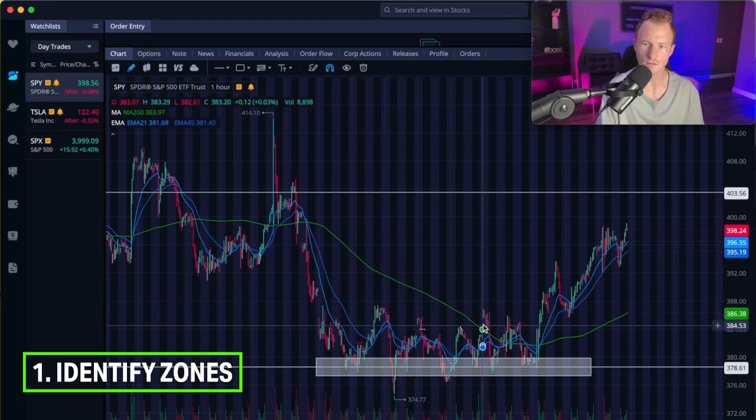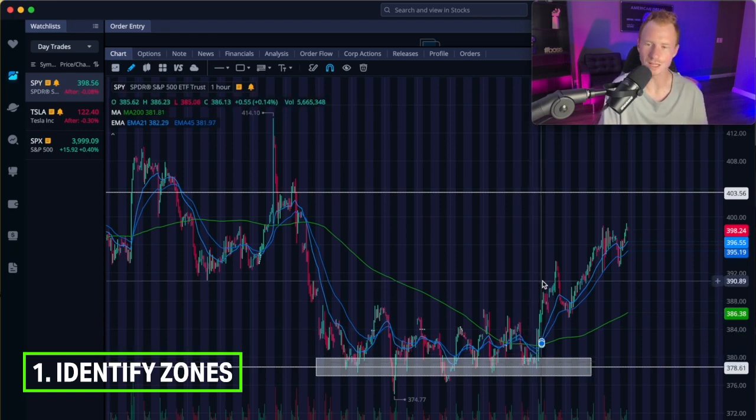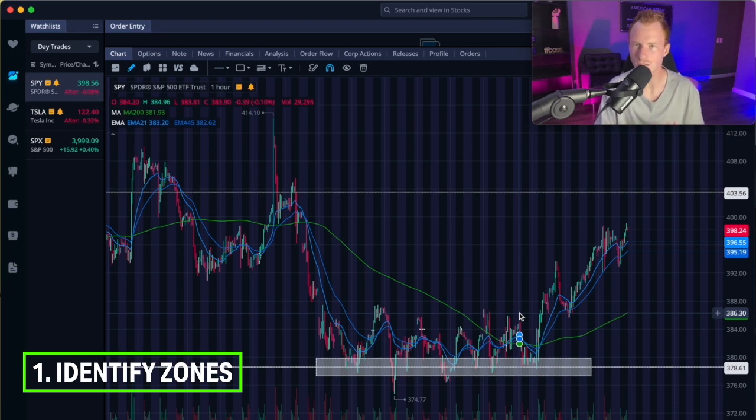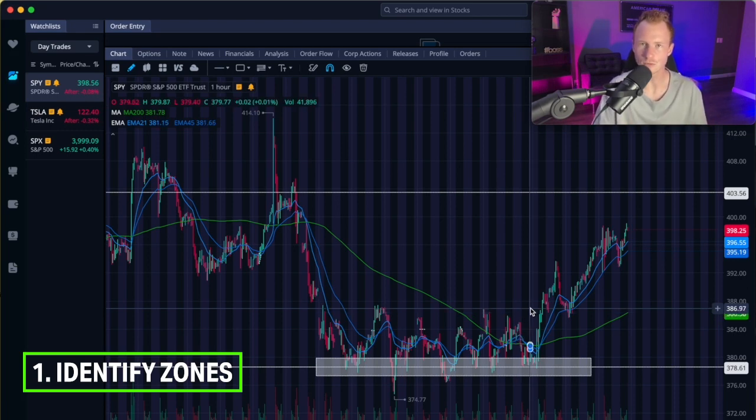Came here, sold off. Came here, sold off. Came here, sold off. It finally broke out of that level. So now when it breaks out of this level, this supply would now turn into demand. And you can clearly see what happened, right? We went up, so we broke out of that supply and we came back down exactly to that level.